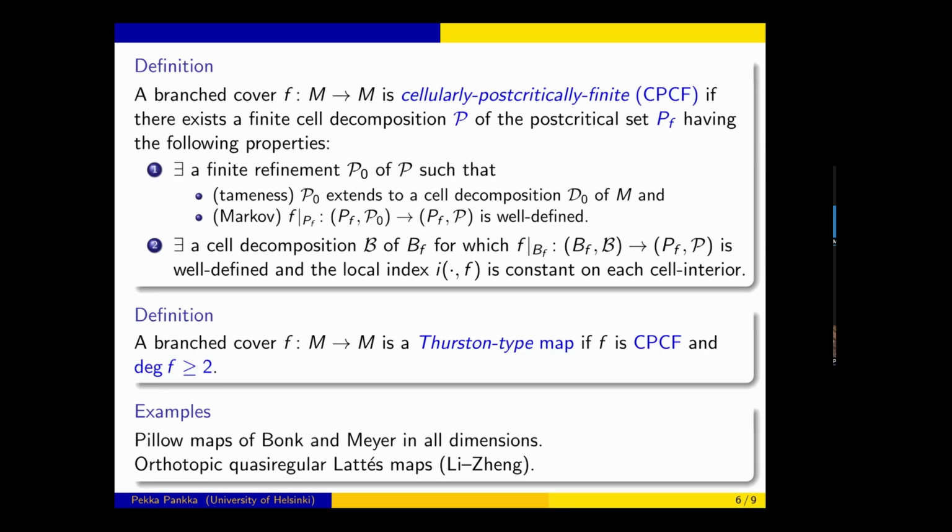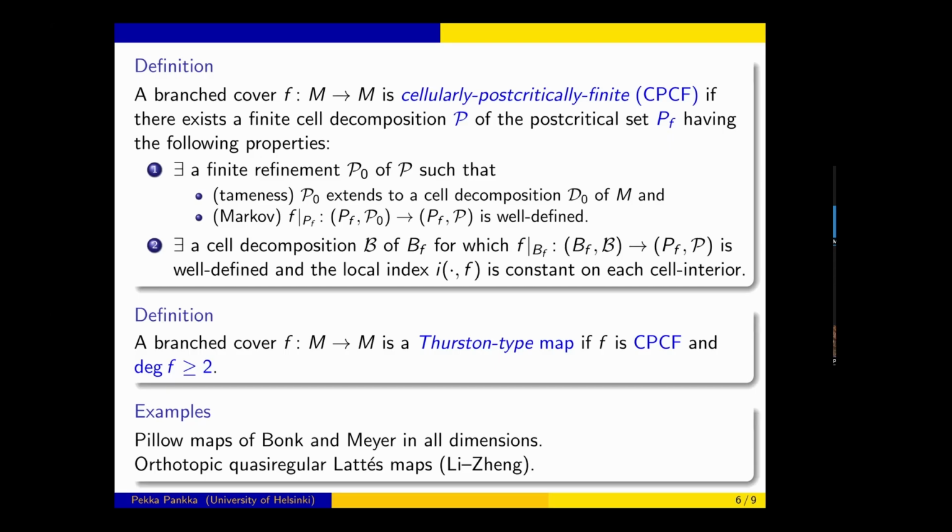And then there is the Markov condition, which says that now we have a mapping, and if we look from the point of view of the post-critical set, when we have chopped up the cells and we map them with our mapping, then the cells map to cells. So here what we're saying is that we have a refinement of the cell decomposition script P, and that the mapping has this Markov property with respect to that refinement. So this is the first condition.